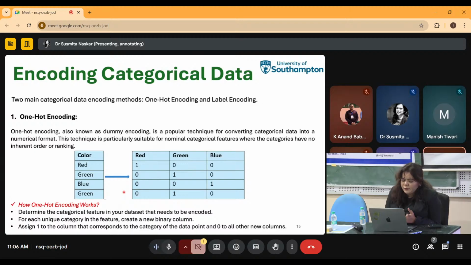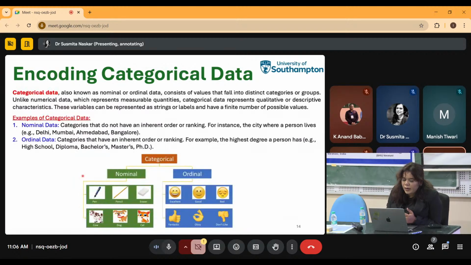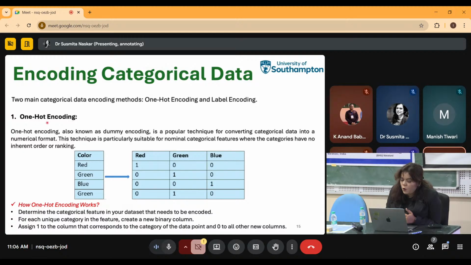So in this slide, we are talking about one-hot encoding. As we said, one-hot encoding is best for nominal variables. Again, nominal means we do not have any natural order, okay? So that's when we use one-hot encoding. Basically, we create one binary column per category, and put a 1 in the column that matches the row's category.